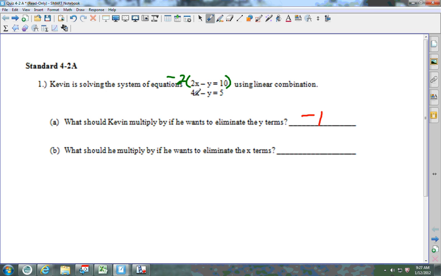Right here, because what I'm trying to do is figure out what number I need to take times 2 to get a -4, because I need -4 plus 4 to make 0. So the answer to this one would be -2. You would need to multiply the top equation by -2.